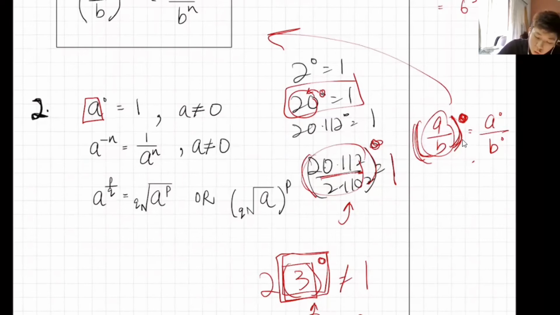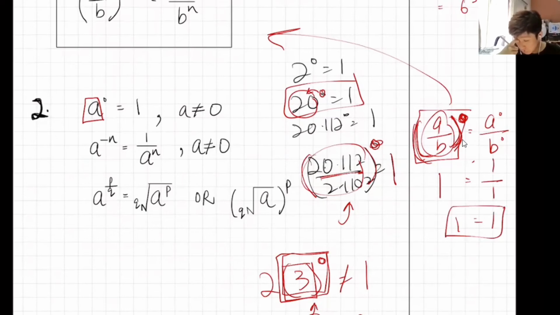If you want to apply straight away, this one will give you 1. This one will also give you 1 over 1, which is equal to 1. So you see the answer will be the same. But this is not so important. I'm just trying to make things as simple as possible.